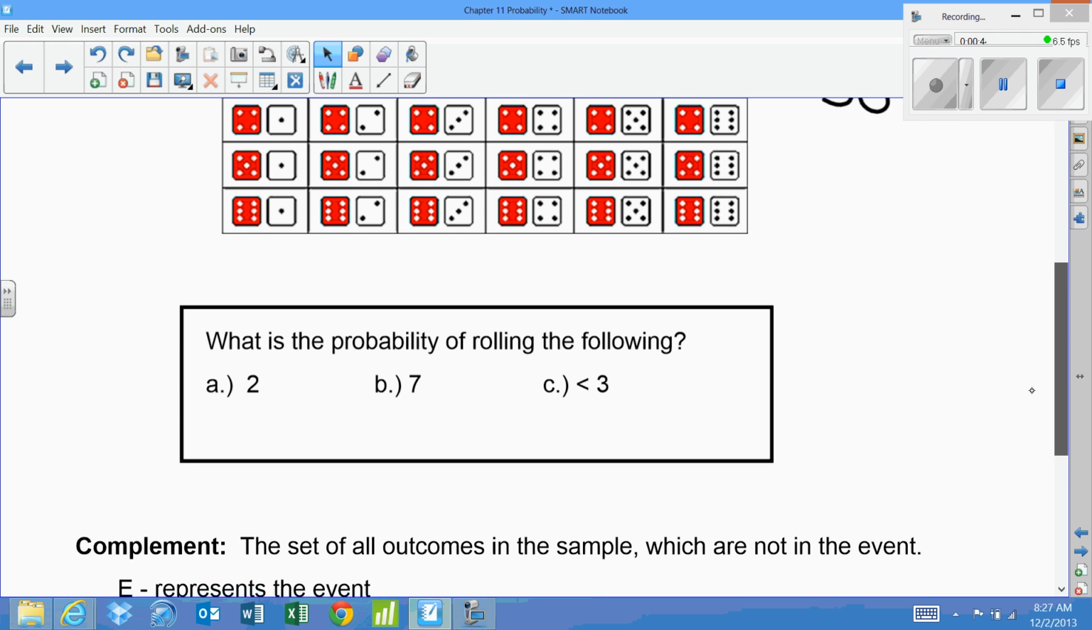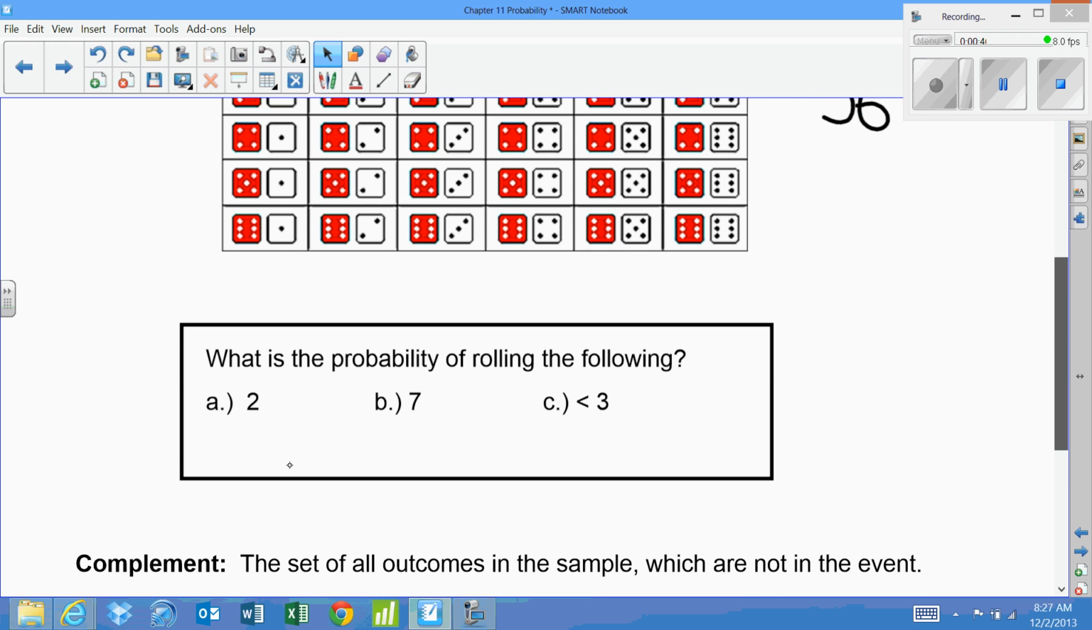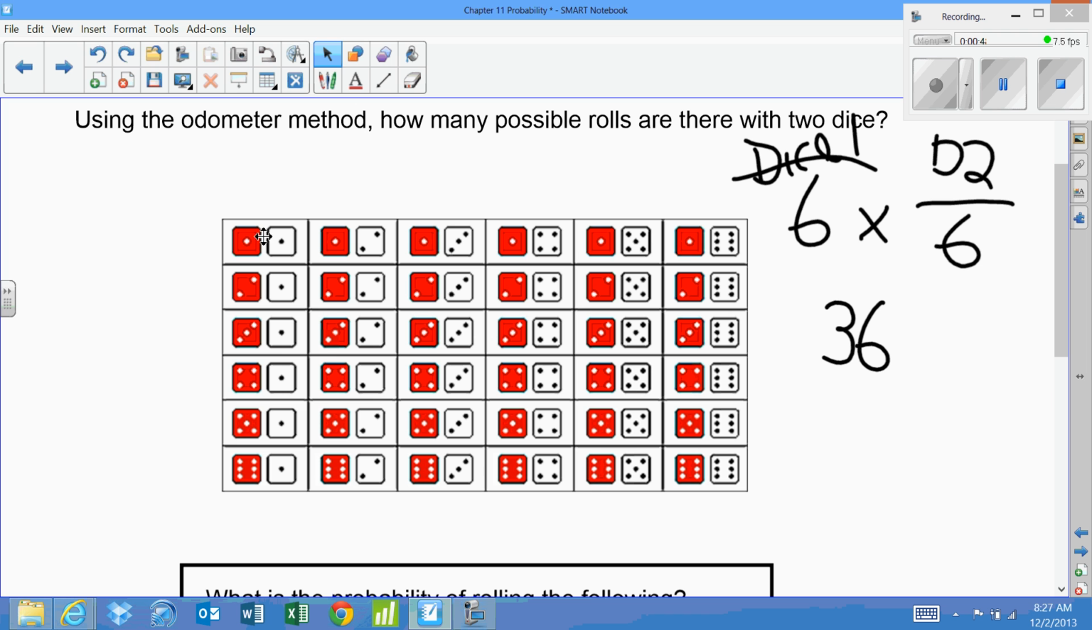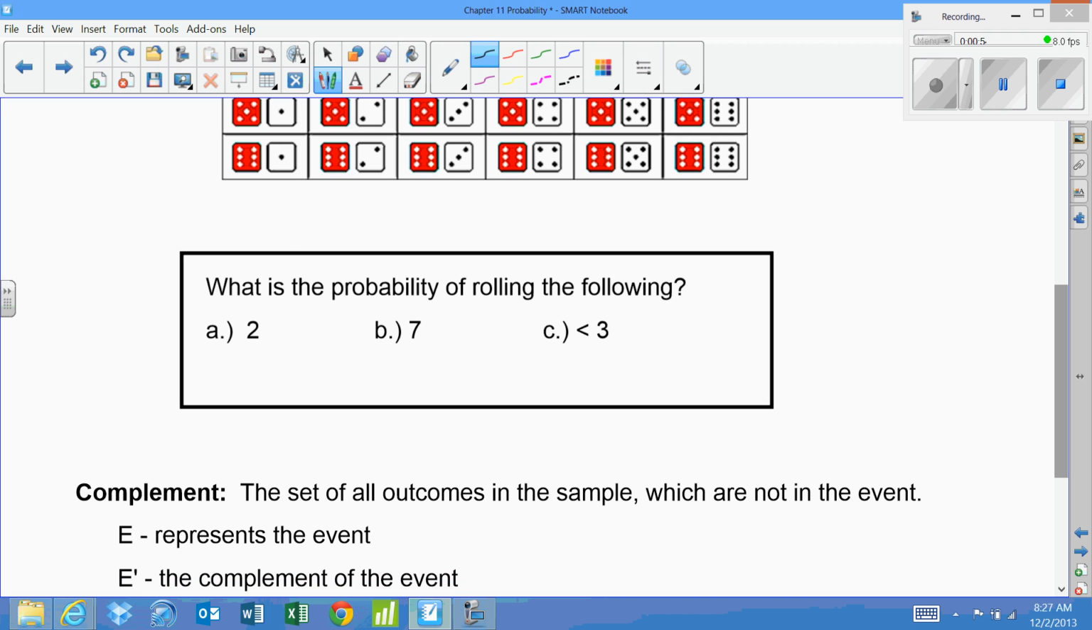So we're going to look at what is the probability of rolling a 2. So we can go up here, and the only option would be the 1 out of 1. That's the only probability of rolling a 2. So our probability of rolling a 2 is 1 out of 36.